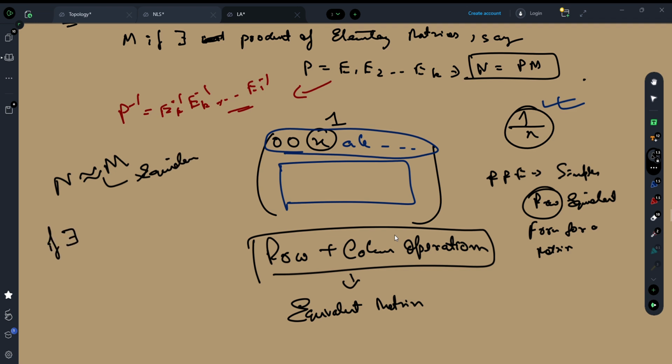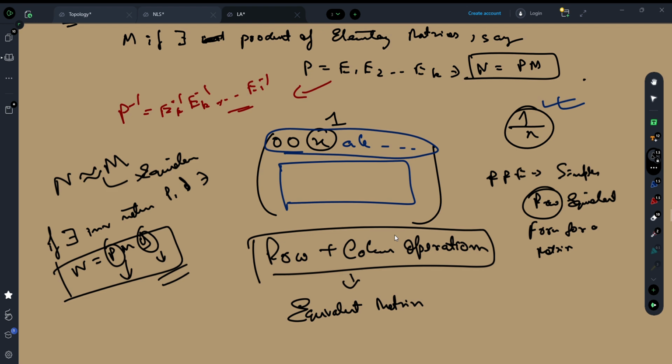So two matrices are said to be equivalent. N is said to be equivalent to M, let's say just equivalence, if there exist invertible matrices P and Q such that N can be written as PMQ. This P comes from the row operations. This Q comes from the column operations. You can think of it like this. Clear? Okay. So I guess we have introduced fairly how matrices over the polynomial algebra work.